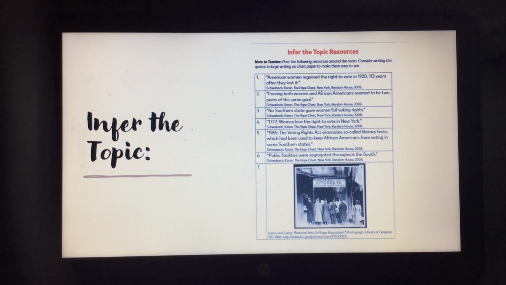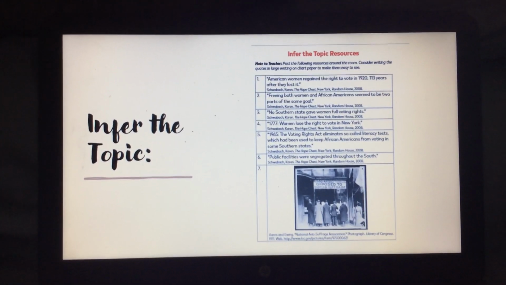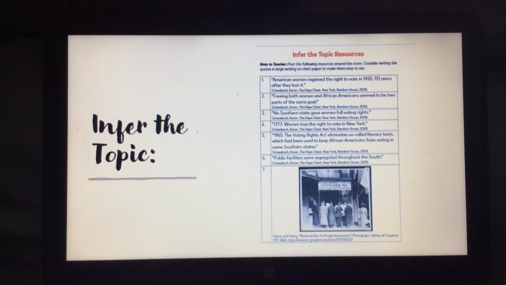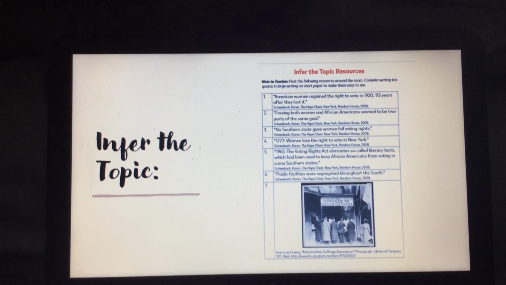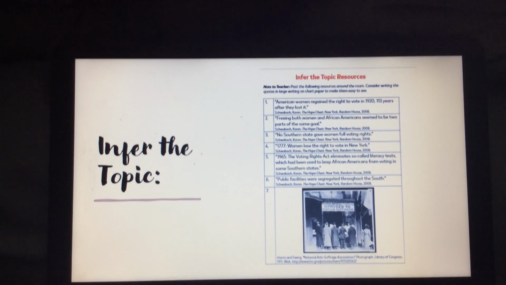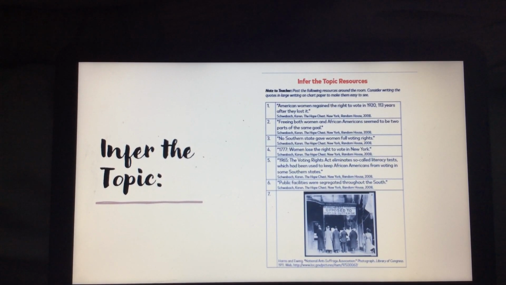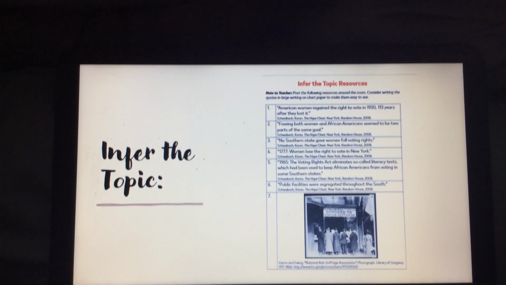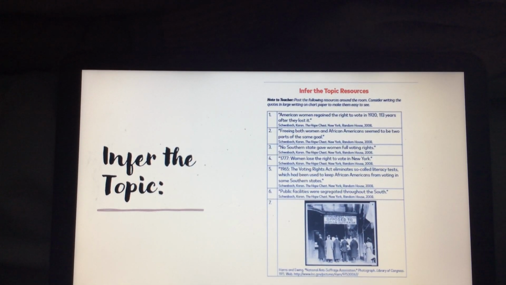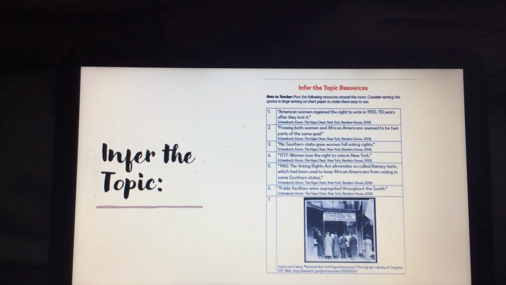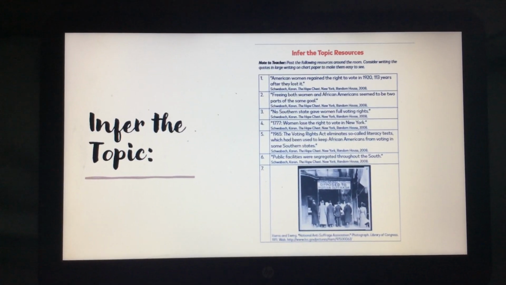Okay, now what we're going to do, we're going to infer the topic. And we see right here, we have a poster walk, and we have done a poster walk in every module that we have done so far this year. When we did our first unit with Love That Dog, we did a somewhat of a poster walk there. When we did our animal defense module, we did that. And then we also did one with the American Revolution.